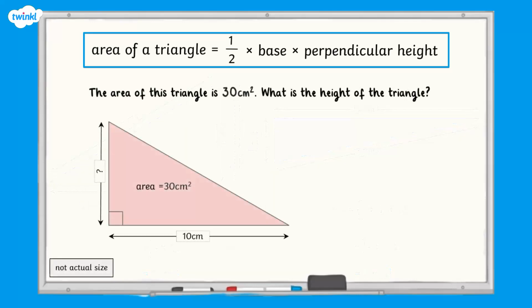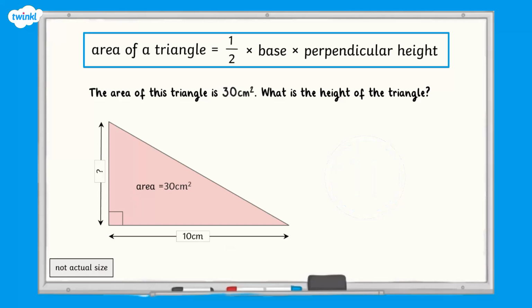We can also work backwards and use the area of a triangle to work out the missing base or perpendicular height. See if you can use the formula to calculate the perpendicular height of this right-angled triangle using the information you have been given.